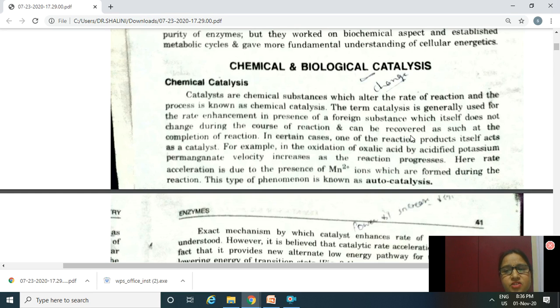Catalysis is generally used for rate enhancement in the presence of foreign substances, which themselves do not change during the course of the reaction and can be recovered at the completion of the reaction.